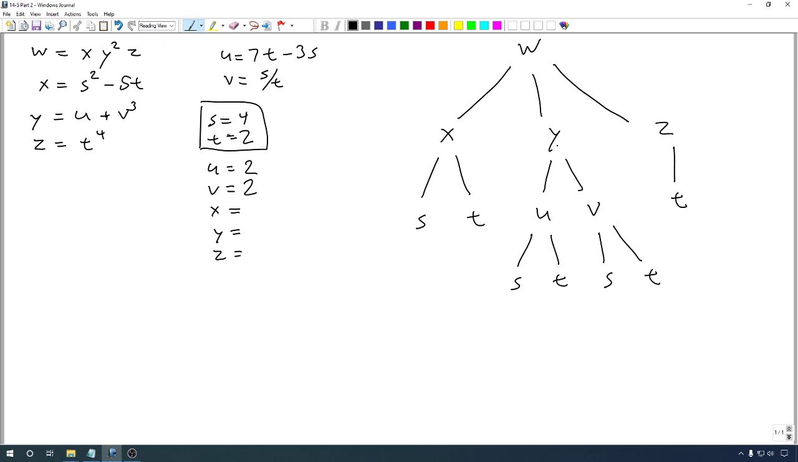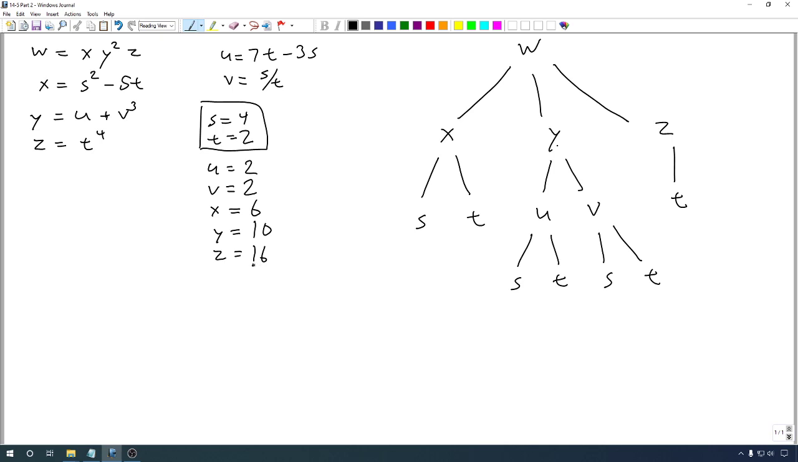X is now s squared minus 5t. We can go ahead and plug those in directly. We end up getting 6. For y, we had to plug in the values we got for u and v. We end up getting a 10. And finally for z, well, 2 to the 4th power is 16.